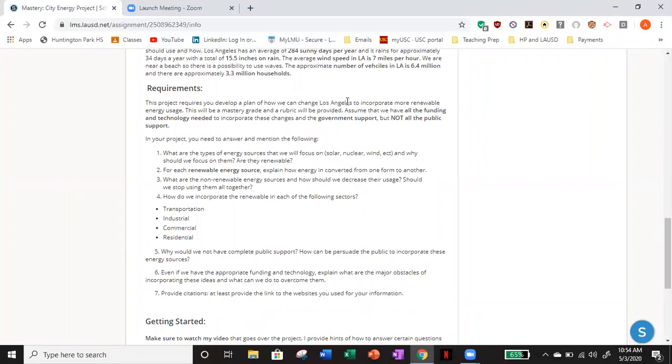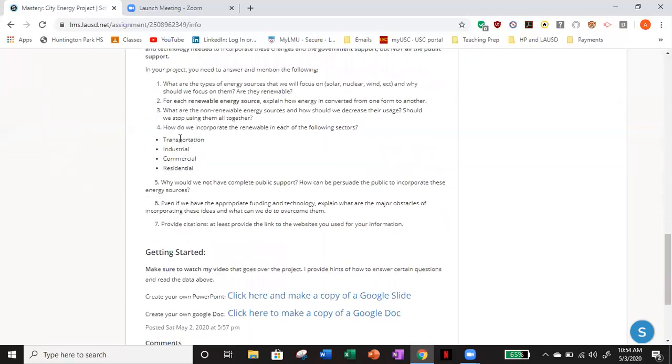Right now we're going to assume that we have all the funding and technology we need. Just assume that we have the tech, we have the money, we can incorporate this. And also the government supports it, but not all the public supports it, which we'll go over for number 5. But let's go over this. We need to answer these questions, and number 4 has 4 different parts. So there's actually about 10 things you have to do.